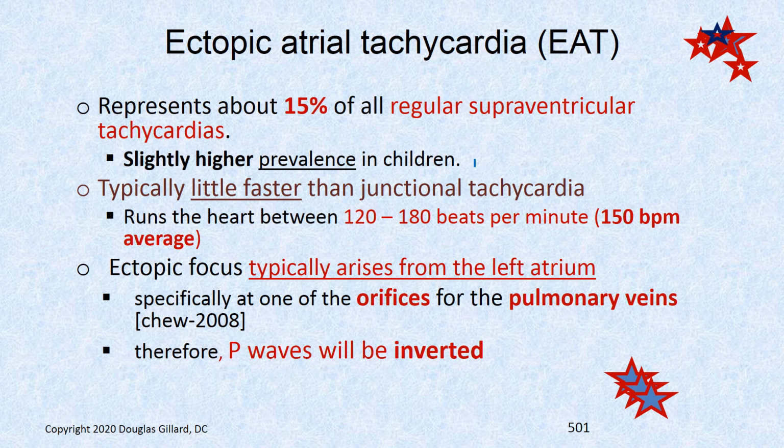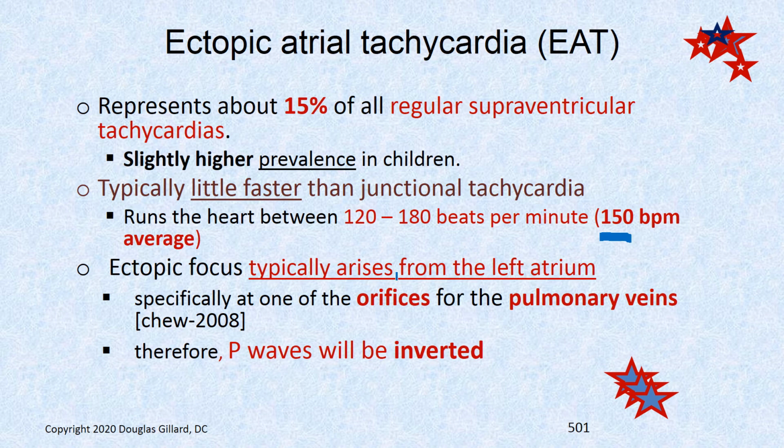All right. So how common are these? If you go to the hospital with your heart racing, what's the chance it'll be an EAT, ectopic atrial tachycardia? About 15 out of 100. So it's usually not. It's usually AVNRT and AVRT, the two big ones. It has a higher prevalence in children, going up to 30-40% in children. This one is typically a little faster than junctional tachycardia. It can run the heart usually around 150, similar to AVNRT actually.